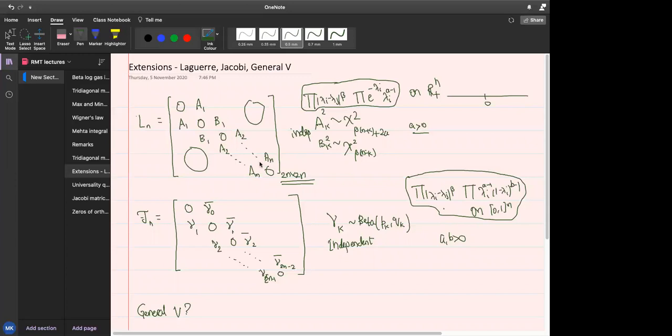This is a random matrix, but it will have 2n eigenvalues. Because there are zeros on the diagonal, it is easy to see that for every eigenvalue, its negative is also an eigenvalue. So it has n eigenvalue pairs, which I can write as plus minus square root lambda 1, plus minus square root lambda 2, and so on.